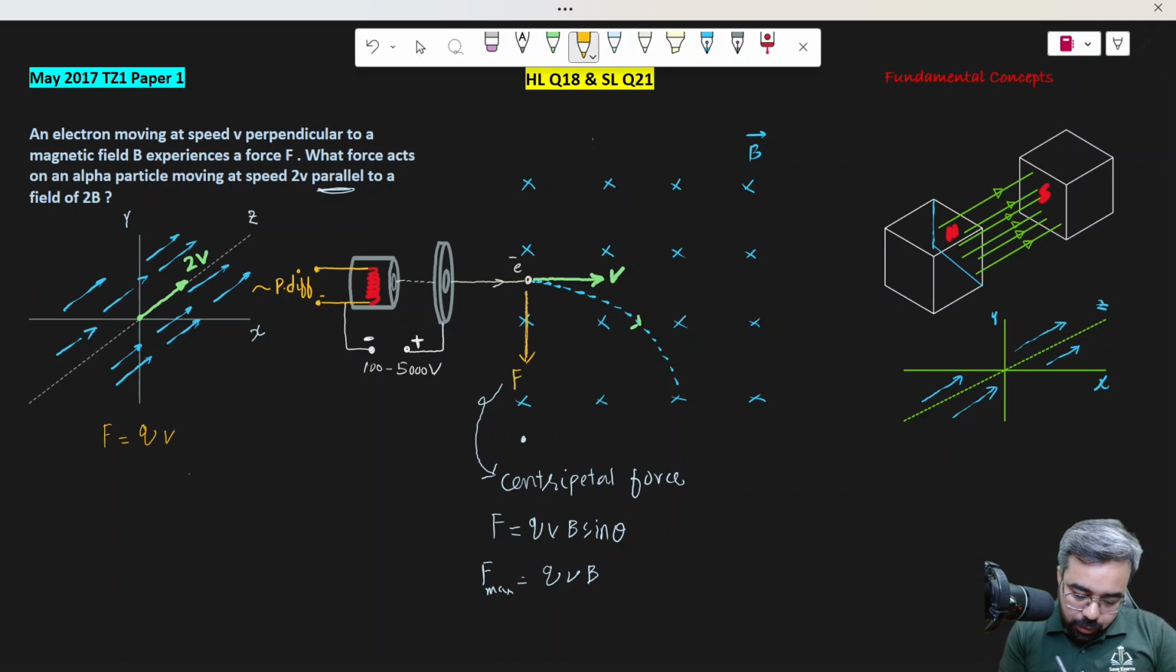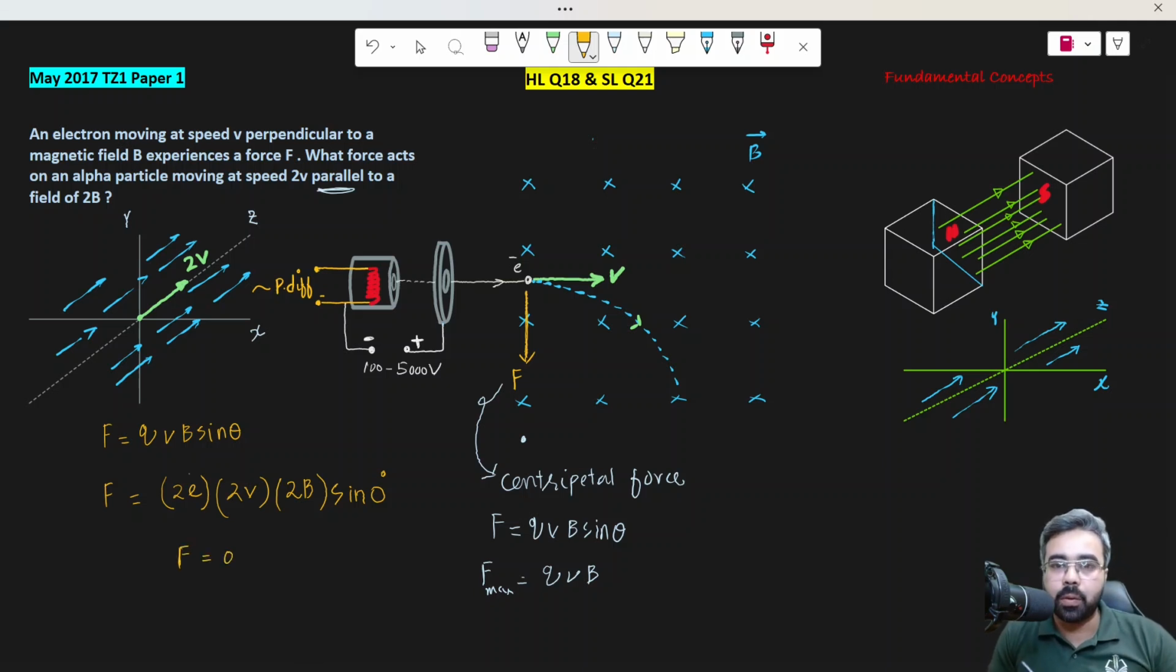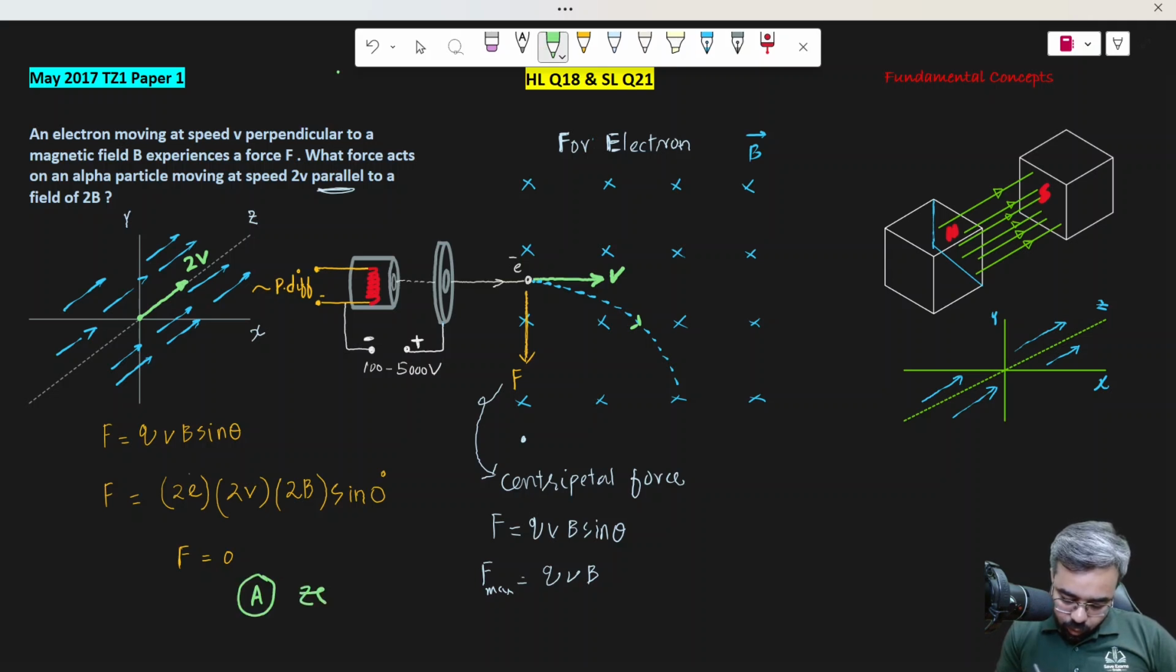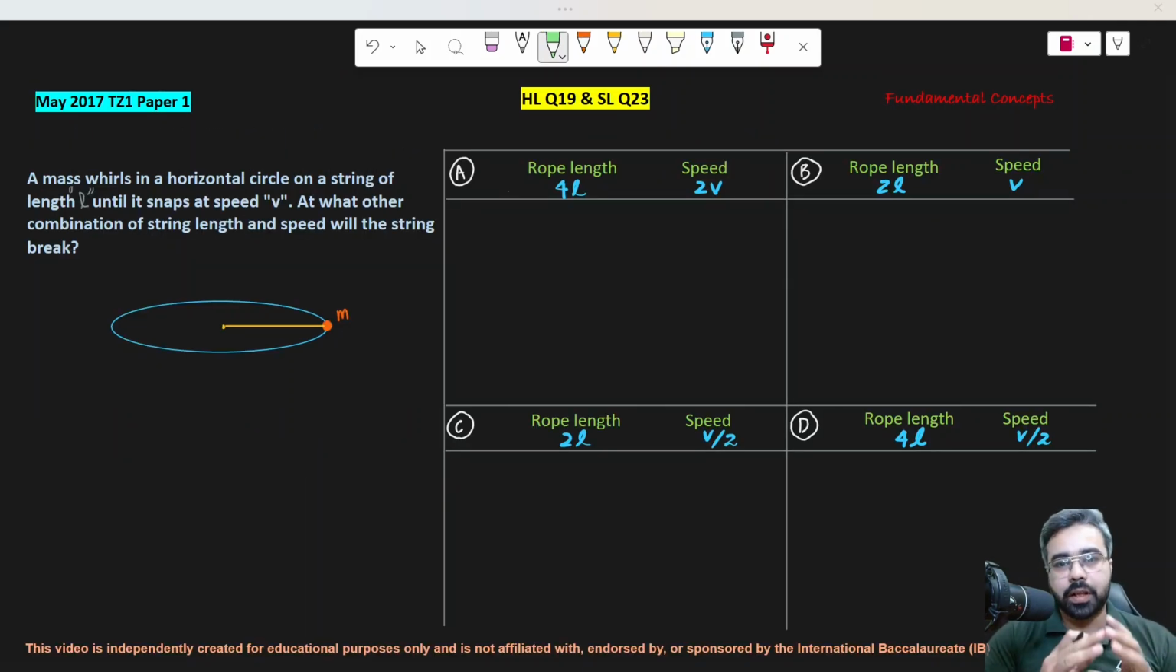So F is equal to qvB sin theta, according to this equation. The new force: the alpha particle has twice the positive charge, 2e. Its speed is 2v, and the magnetic field where it is thrown is 2B. But the angle is 0 degrees. So there will be no force exerted on the alpha particle, and hence no acceleration. The right answer for this question is option A, which says that there is no force on the alpha particle.